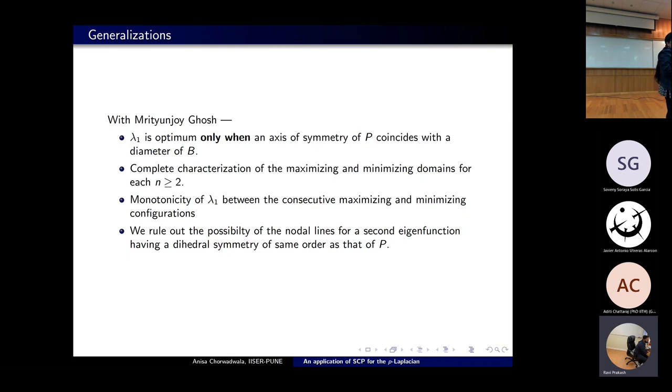There is some possibility that we rule out for the nodal line of the second eigenfunction. The second eigenfunction has multiplicity 2, so there will be two nodal sets divided by a nodal line. So suppose your P is in an off configuration, then your nodal line cannot be in the on configuration with P. That is something that we rule out as an application of this.